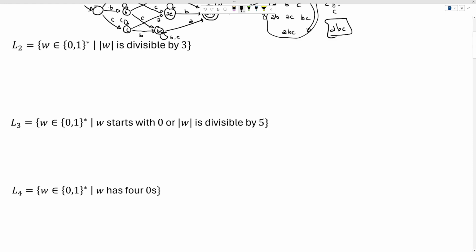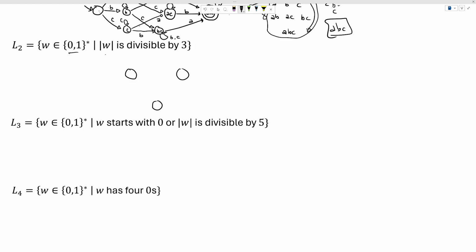So the next language here, we're going to move back to our binary alphabet. We're going to now look at the length of W being divisible by 3. Let's remember that we've done some even odd stuff before, and even odd involved toggling back and forth between 2 different states, one for even and one for odd. Well, once we're doing other kinds of divisibility, like divisible by 3, we can just add in more states.